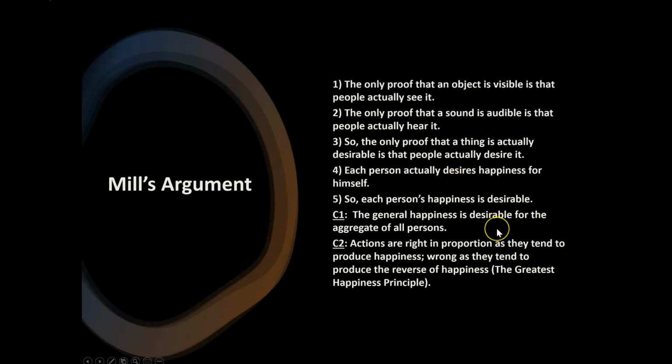First conclusion is the general happiness is desirable for the aggregate of all persons. Aggregate of all persons means a community. And second conclusion is essentially what's known as the greatest happiness principle. And that is, actions are right or good in proportion as they tend to produce happiness, and wrong or bad as they tend to produce the reverse of happiness.